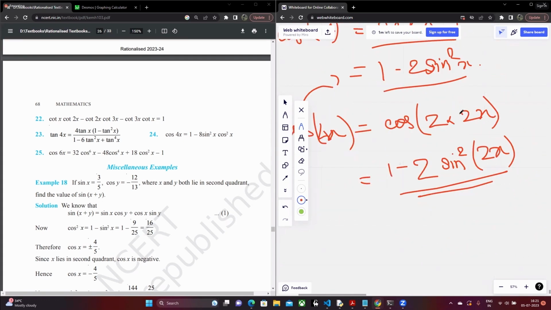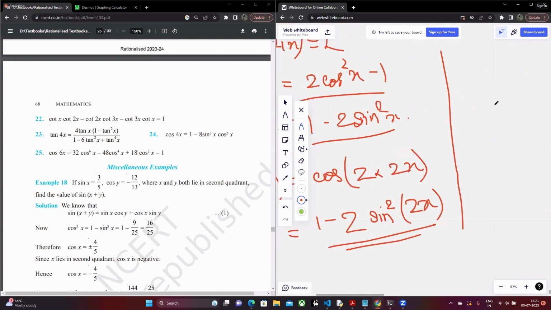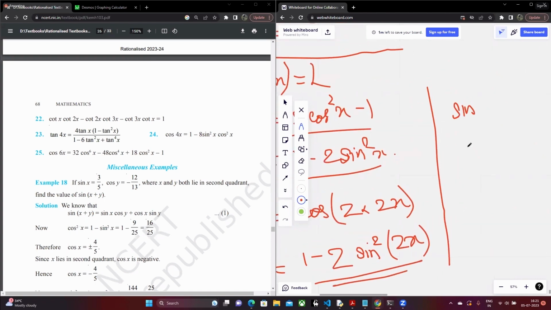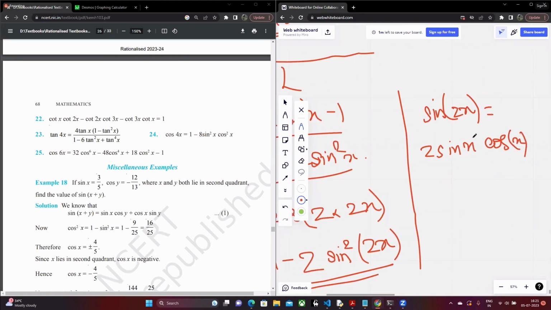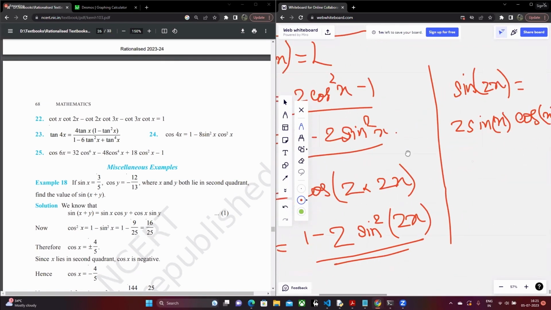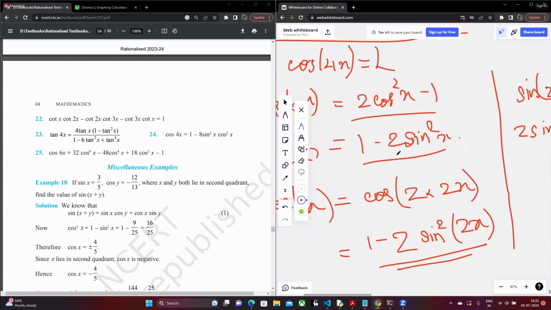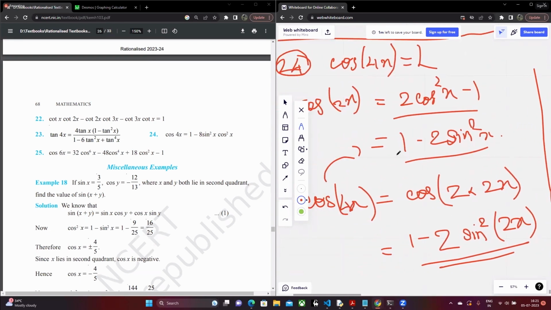Remember that sine 2x is equal to 2 sin x cos x. By far the easiest formula to remember. The second easiest is cos 2x, which is basically cos square minus sine square. And the different forms you can just get from the identity that cos square plus sine square is 1. So not a big deal.